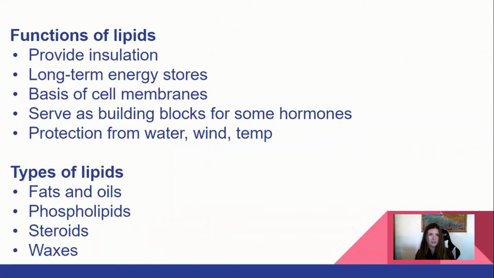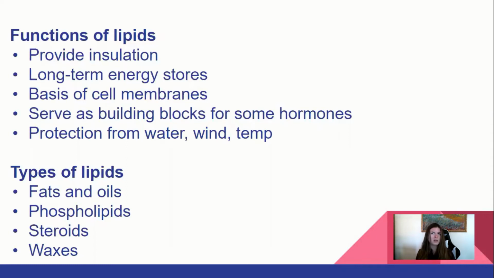Now, lipids have a number of different functions biologically. They can provide insulation, so fat is going to be a lipid. They're going to provide long-term energy stores. They're a really efficient way of storing energy in chemical bonds. We'll see that they form really the basis for our cell membrane, so they're going to be the most major component of a cell membrane. They're going to serve as building blocks for some of our hormones, and they're going to, in biology, provide protection for an organism from things like water, wind, and temperature, because they're good at repelling stuff.